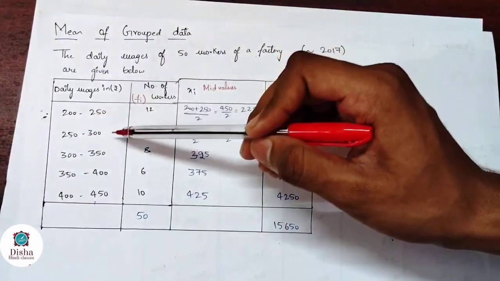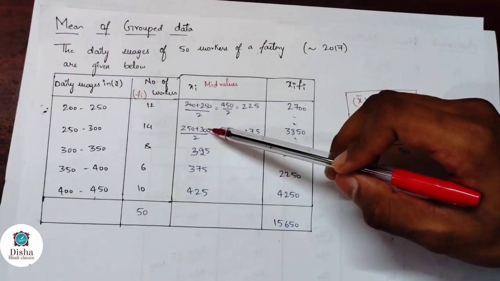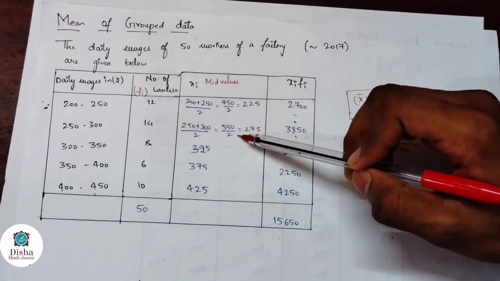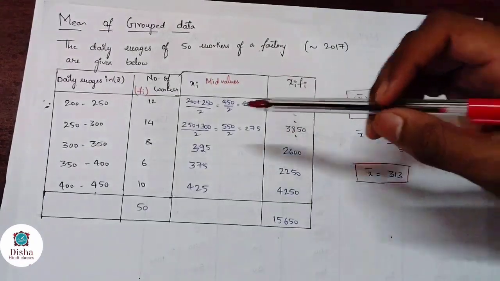For the next observations, we do the same again. 250 and 300. Lower limit is 250, upper limit is 300. So we take 250 plus 300 divided by 2. So it would become 550 by 2. That will be equal to 275.